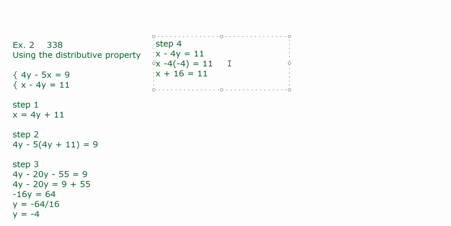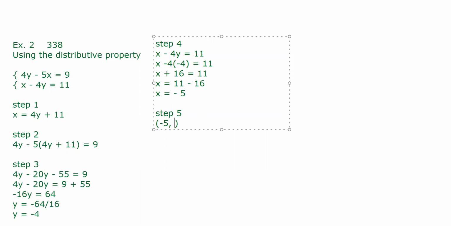And we only pass the 16, that is in addition, to the other side to subtract. X is equal to 11 minus 16. And we obtain finally that x is -5. What is the last step we solve? In the step 5, we only write the ordered pair. We only write the solution we obtain, -5 and -4. This is what we obtain for this one.